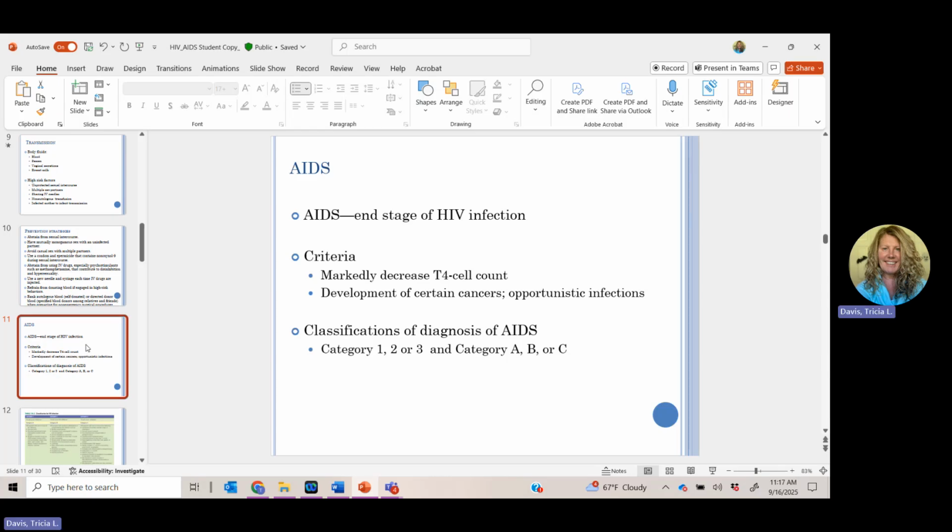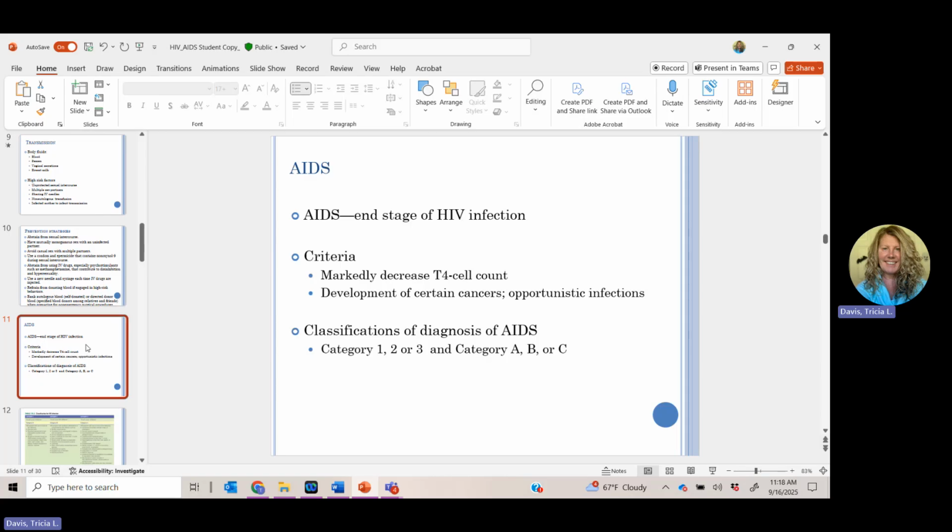All right, so AIDS. So we're going to talk a little bit about the development of AIDS. AIDS really is the end stage of HIV infection, okay? You do have to meet a criteria to be able to have a medical provider say your HIV has now transitioned into AIDS. So what do we look at to determine if a patient now has moved from HIV to AIDS? So we look at their T4 cell count.